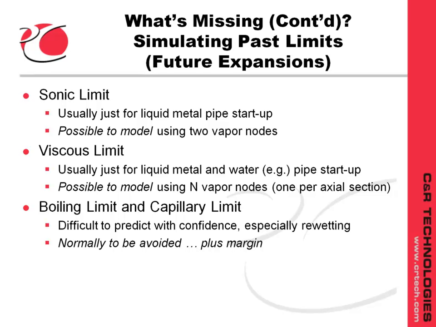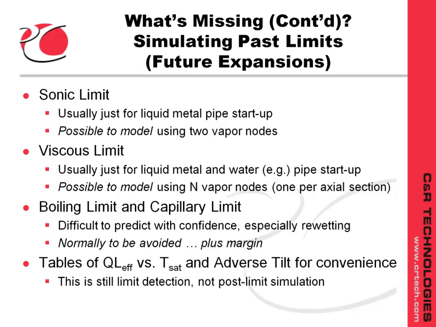But what I think is really needed before those features is more specific data from the heat pipe manufacturers, including QL effective as a function of saturation temperature and adverse tilt. If that data were more readily available, it would make sense to expand FloCAD to help with the calculation of adverse tilt, since it already understands the rest of the geometry.